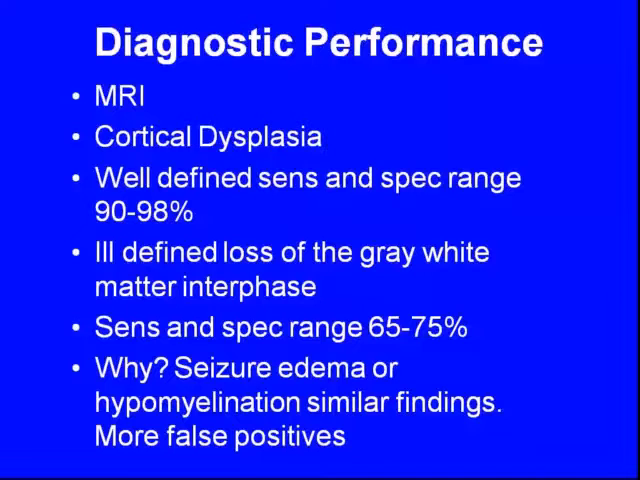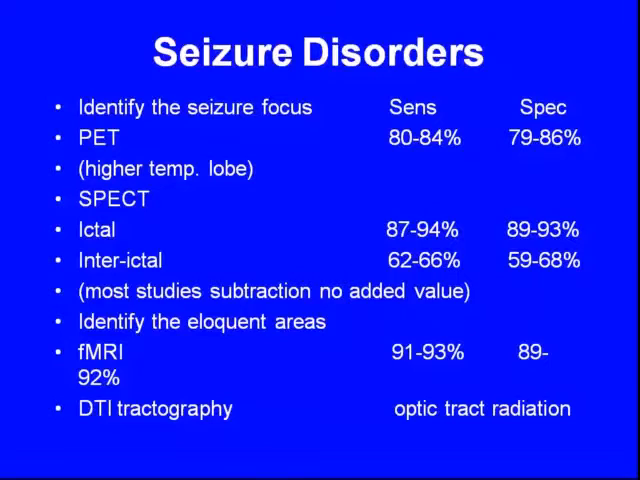But you can also have areas of cortical dysplasia with a subtle, ill-defined gray to white matter interface where your sensitivity and specificity is not as high. It's 65 to 75%, and there are things to consider in the differential diagnosis: seizure edema and hypomyelination can have similar findings, so you have a higher false positive rate with these cases.